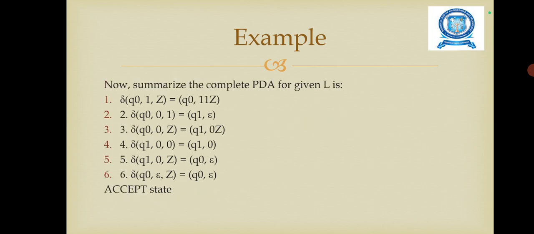Now we are going to write the entire pushdown automata for the given language L. δ(q0, 1, Z) = (q0, 11Z). δ(q0, 0, 1) = (q1, ε). δ(q0, 0, Z) = (q1, 0Z). δ(q1, 0, 0) = (q1, 0). At last, when each and every input is read, it will pop out, and at last you will get the empty stack. So the given grammar for the pushdown automata is the accept state. Thank you.